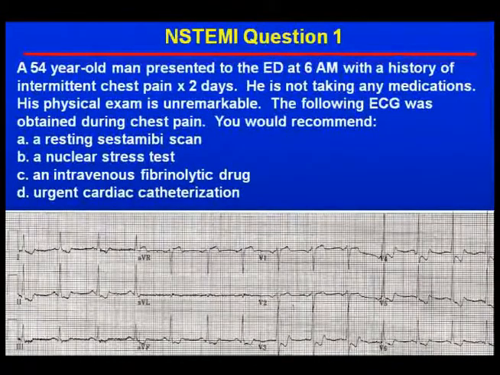So here's my first question. A 54-year-old man presented to the emergency department in the morning with a history of intermittent chest pain for 2 days. He's on no meds. His exam is unremarkable. His ECG is shown here. So your choices are a resting sestamibi scan, a nuclear stress test, an intravenous fibrinolytic drug, or an urgent cardiac catheterization.